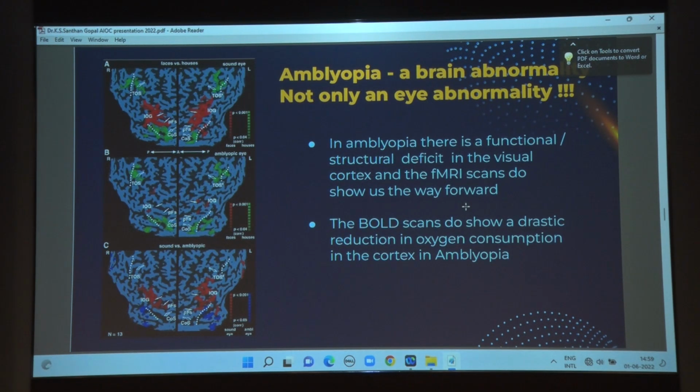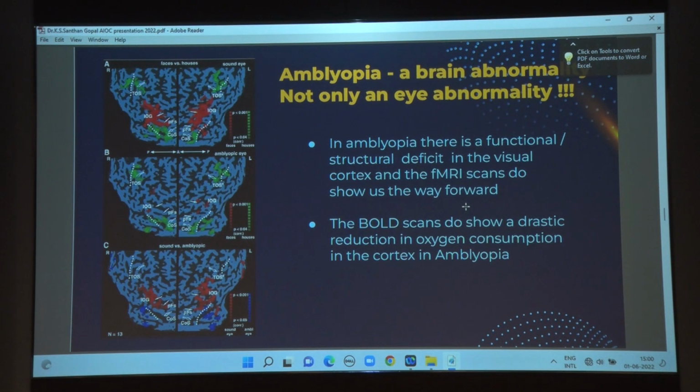In the brain, when the patient fixates with the amblyopic eye, the blood oxygen level dependent scan shows reduced activity in V1. That means when you are fixing with the amblyopic eye, the brain is not utilizing oxygen, and so it doesn't want the blood. This is what happens in the BOLD scan in amblyopia.